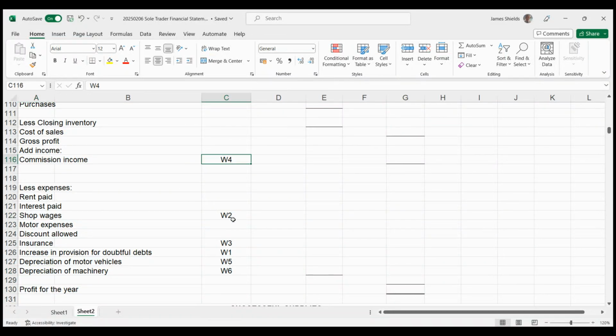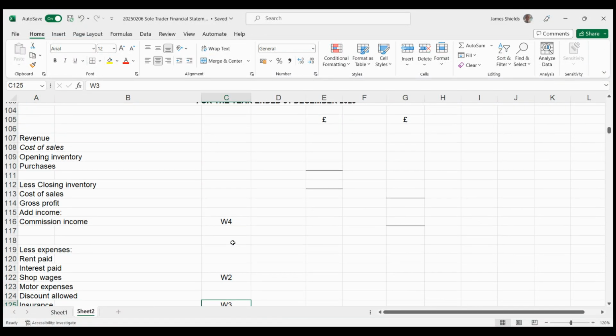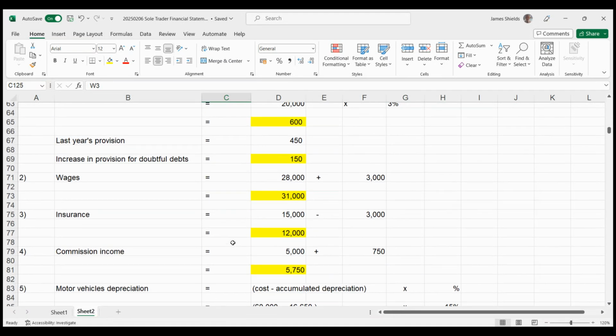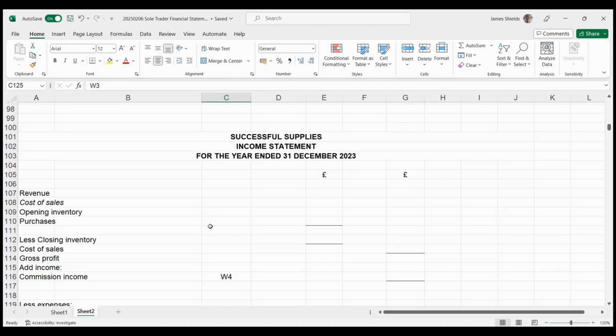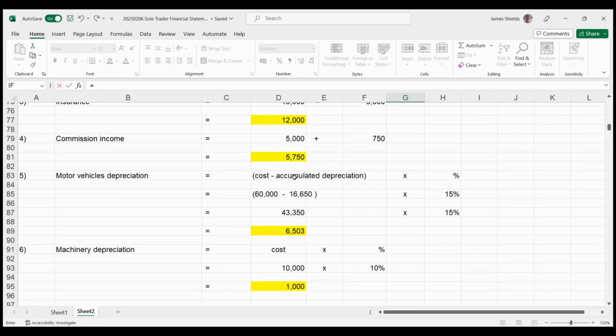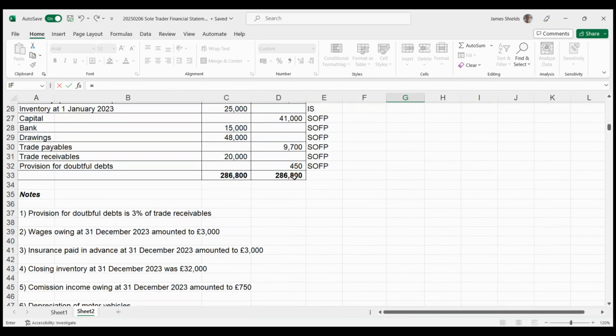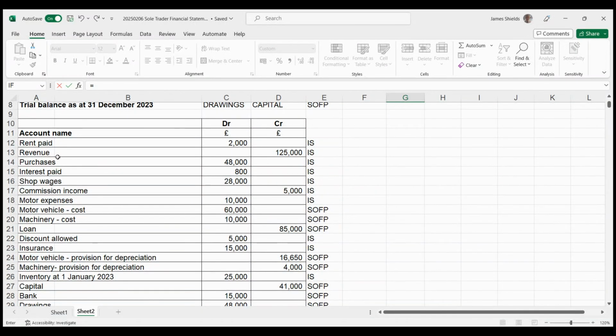Now all these W's here link to my workings, numbers 1 to 6, that we've just done. So now I'm going to start filling in the information. My revenue is going to come straight from my trial balance. So I go up to my trial balance and look for revenue. If I remember correctly, it's near the top. Here you go, revenue: £125,000.